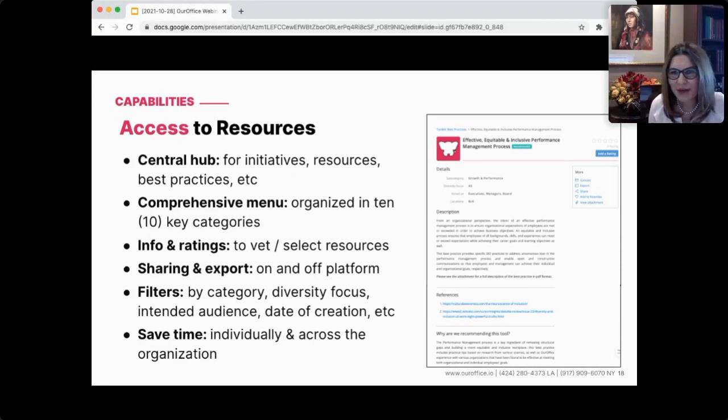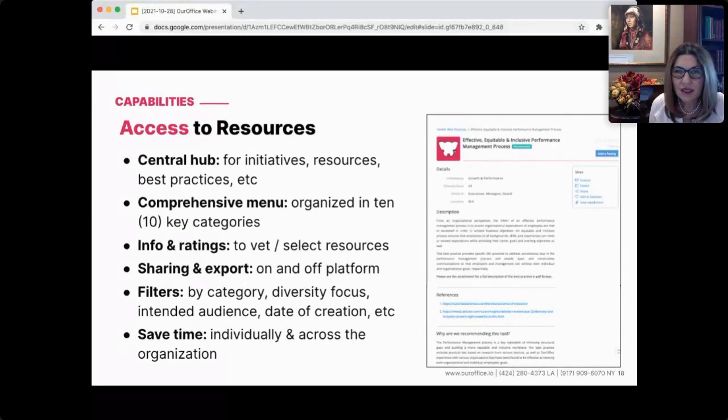We provide on our platform a comprehensive menu of 10 categories where you can keep all of your corporate knowledge, all the resources, everything in there, as well as some recommendations that will come your way to help you with some vetted and selected resources. It's important to be able to share and export these, filter them, and generally it really just helps save time.